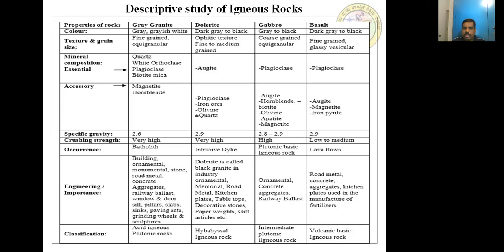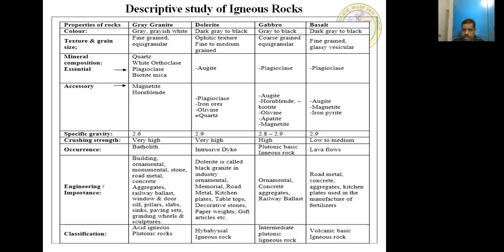Next, come to gabbro. Color is gray to black, so we can call it melanocratic. Texture is coarse grained and also equigranular. Mineral composition: essential minerals are plagioclase and augite. Accessory minerals are hornblende, biotite, olivine, apatite, magnetite, etc. Specific gravity shows 2.8 to 2.9, and it has high crushing strength.